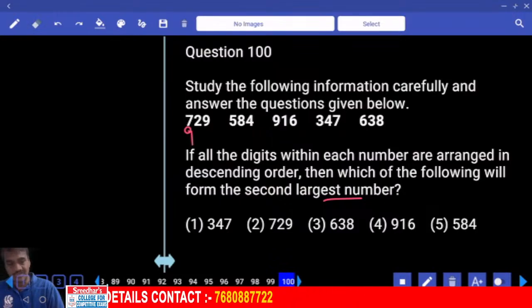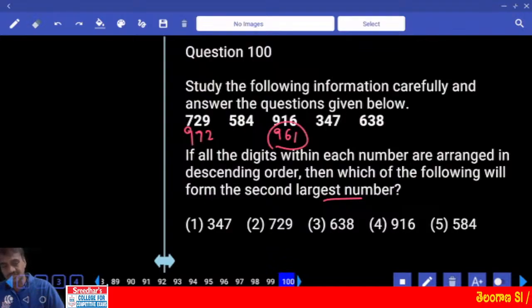Clear? Next one, and this is 9. There are two 9s. Now this is 972. Now this is 961. Then which is the second highest? 961. Then 961 is the choice.